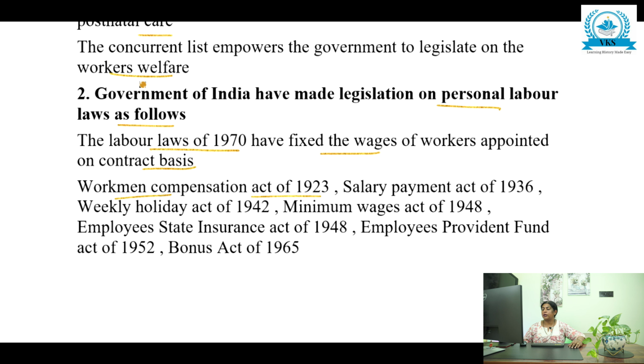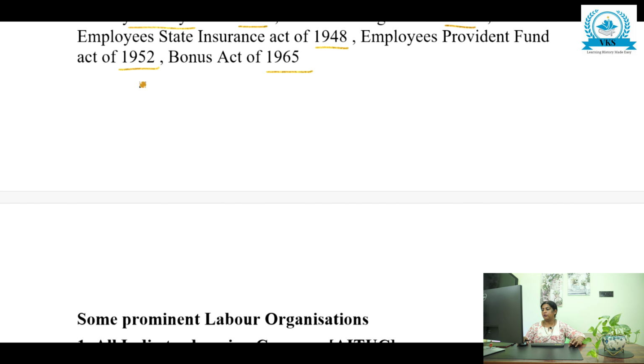Workmen Compensation Act 1923, Salary Payment Act 1936, Weekly Holiday Act 1942, Minimum Wages Act 1948, Employee State Insurance Act of 1948, Employees Provident Fund Act of 1952, Bonus Act of 1965. So these are the important laws: Workers' Compensation Act, Salary Payment Act, Weekly Holiday Act, Minimum Wages Act, Employee State Insurance Act, Employees Provident Fund Act and Bonus Act of 1965.